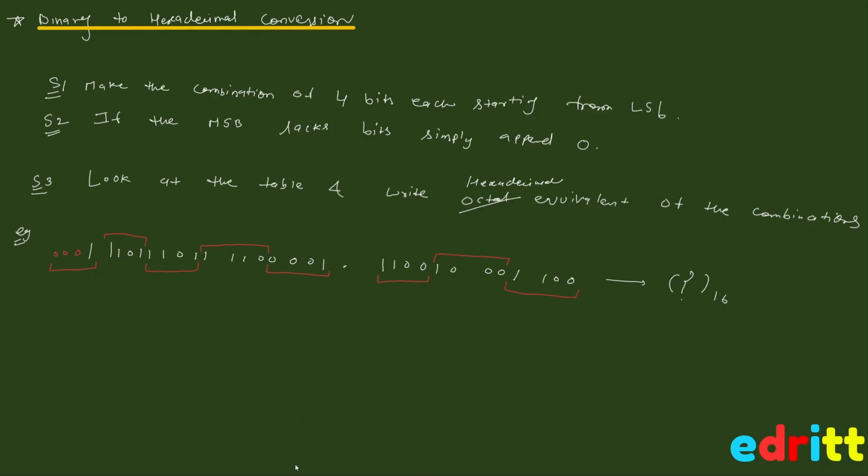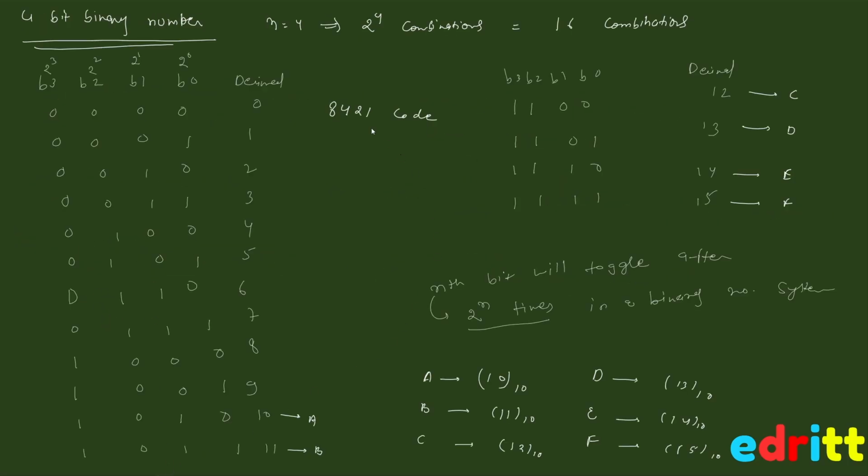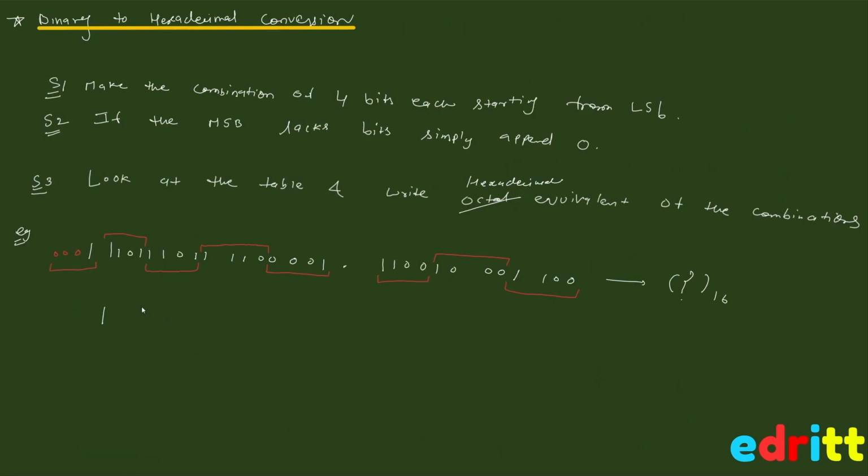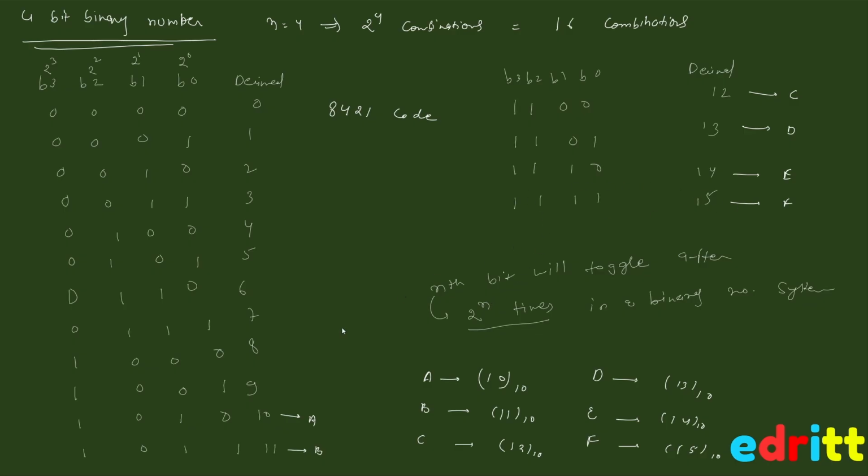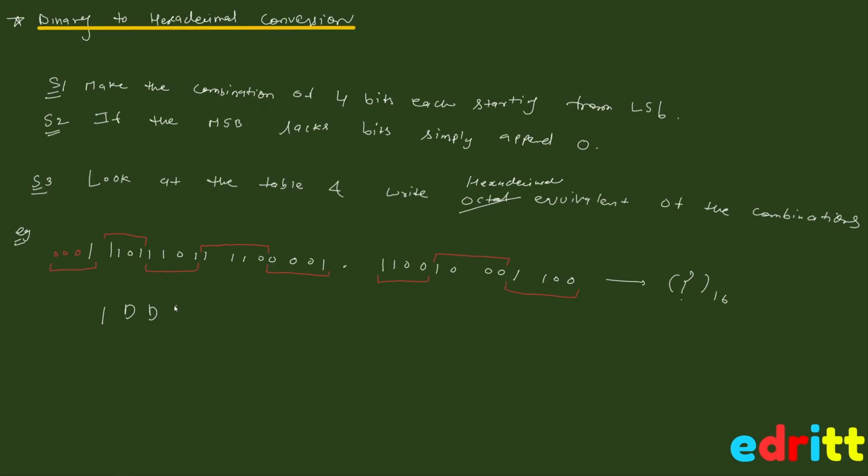Now I need to simply write the hexadecimal equivalent of each of these combinations. The hexadecimal equivalent of 1 is what? It is 1 only. The hexadecimal equivalent of 1101 is what? Go to this table and see 1101. 1101 is D. So I'll simply write D. Now 1101 again, same combination, D. Then 1110, go to this table and see 1110 has the equivalent E. So I'll write down E.